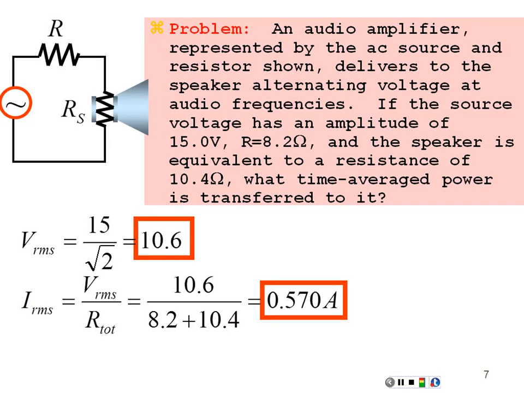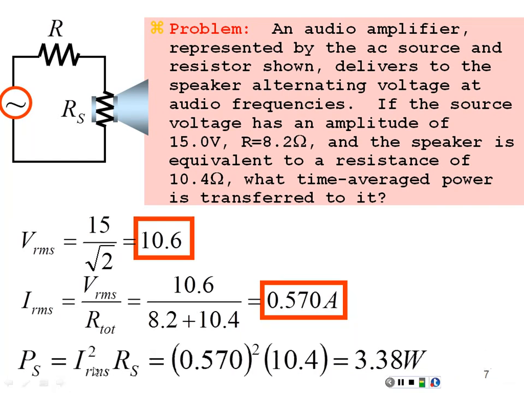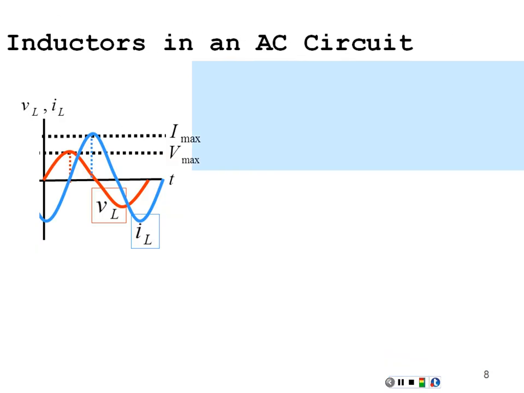So the power delivered to the speaker will be the root mean square current squared times the resistance of the speaker. 0.570 amps squared times 10.4 ohms means that we are delivering 3.38 watts to the speaker. Alright, so that's how we would deal with a purely resistive circuit.